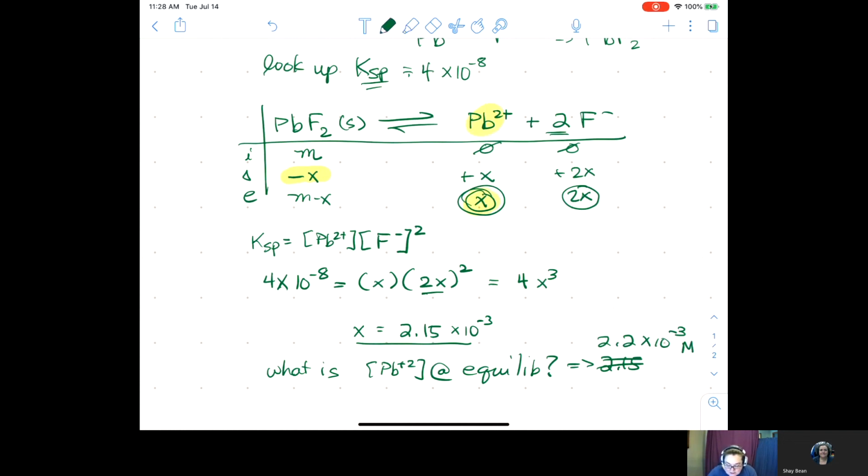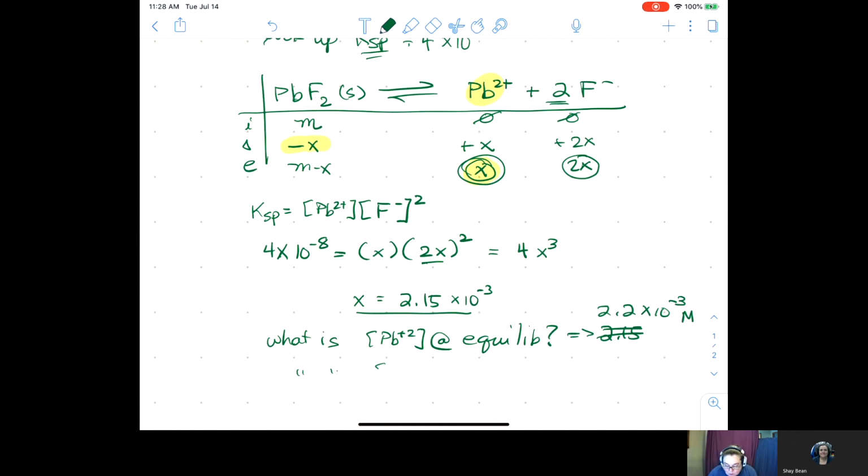If it asks what is the fluoride ion concentration at equilibrium, please note that the fluoride ion concentration is 2X. So it would be times 2, and again, I'm going to round to 1 or 2 significant figures, depending on what my instructions are. 4 times 10 to the minus 3 molarity. So the stoichiometry can get pretty tricky, but you got this. Pay attention to the vocabulary and what it's solving for.